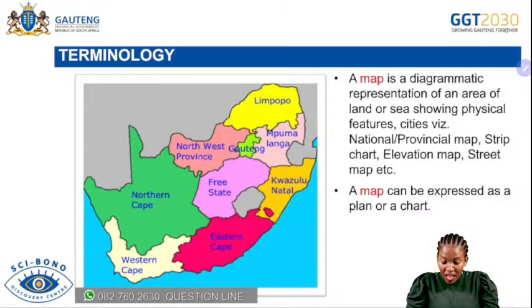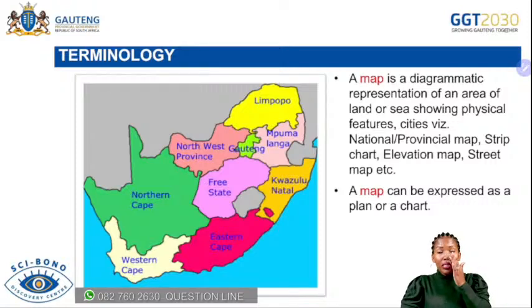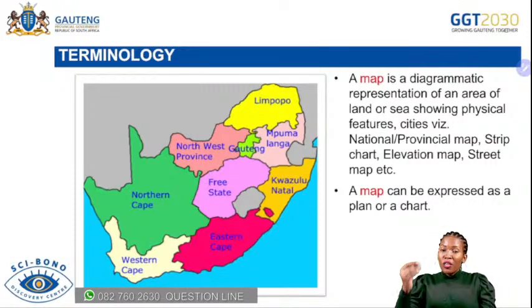And then a map can also be expressed as a plan, like your sitting plan, the way in which you guys are sitting in your class right now. That is a sitting plan. You will see again when you sit for your exams, whether it's your June, your prelim, or your final exams, you don't just sit wherever you want to sit. There's a certain plan that you guys must follow. If you've been to a cinema, you will also know that you don't just choose that you want to sit in the front or at the back. No, there's a certain sitting plan that must be followed.